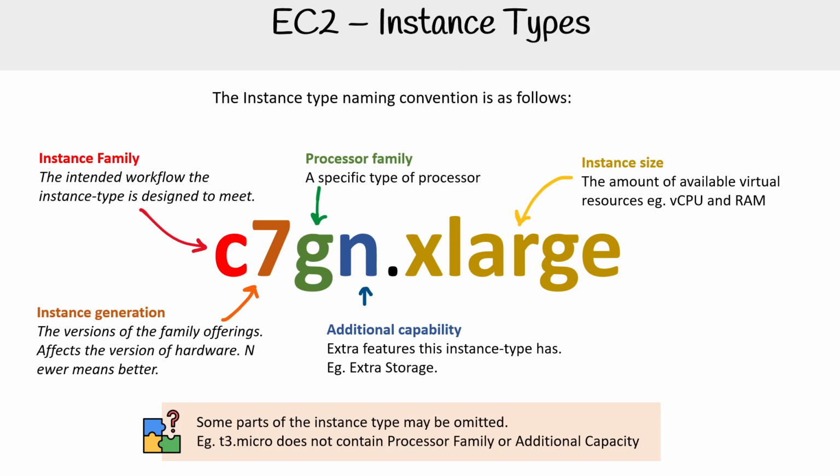I just want to point out here that some parts of the instance type may be omitted. So like you see T3 micro, it does not show the processor family. It does not show the additional capabilities because it doesn't need to. It doesn't have additional capabilities. And we can assume that it's using Intel underneath. But yeah, there you go.